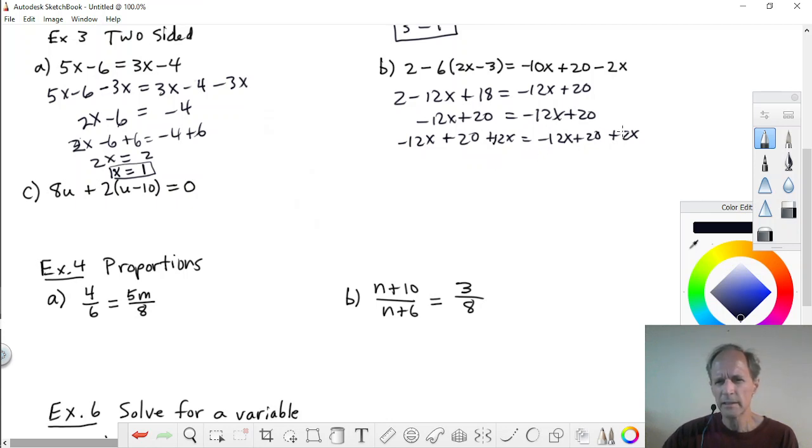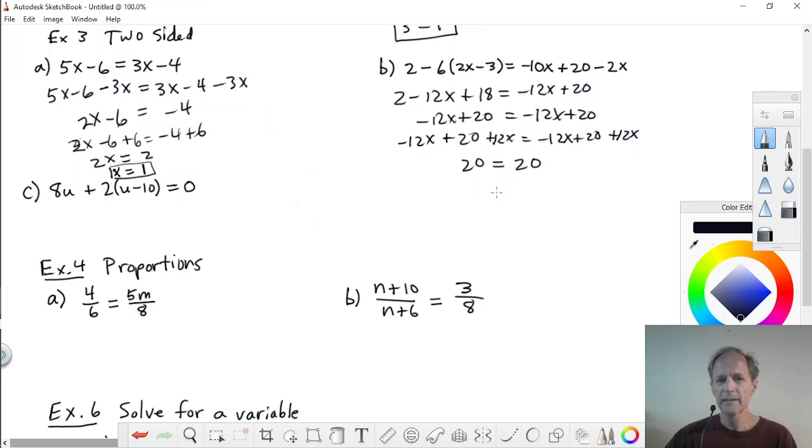Both sides, I made the same mistake. Sorry about that. So we add 12x to both sides, and negative 12x plus 12x is 0. It leaves 20 on this side. Over here, negative 12x plus 12x is 0. Also leaves 20. We're left with this. You may recall what to do in this situation.